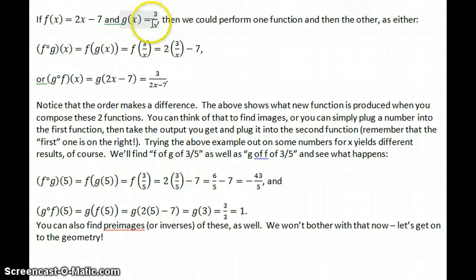Then 3 over x goes in for what x used to look like over here. So it would be 2 times 3 over x minus 7. So as a function, f of g of x, you can read it that way, will always do all of this. g of f of x, if you follow that the other way, looks completely different. So it does matter which one comes first. g of f and f of g are not necessarily the same thing.